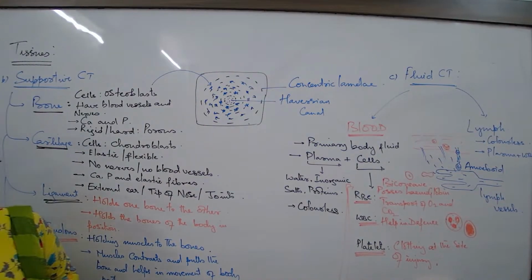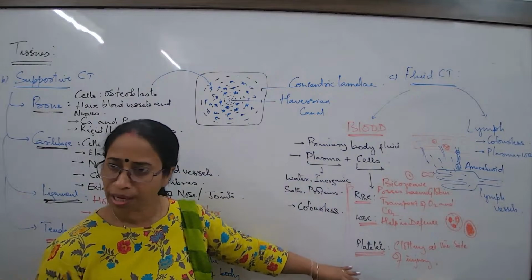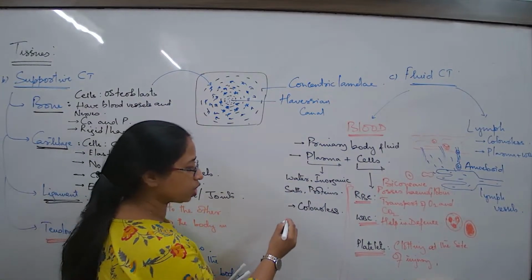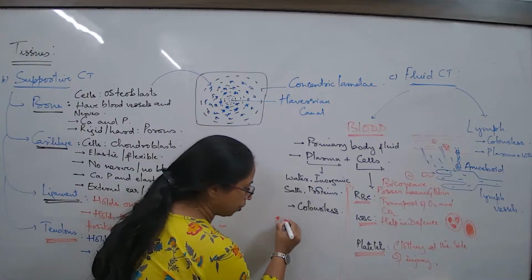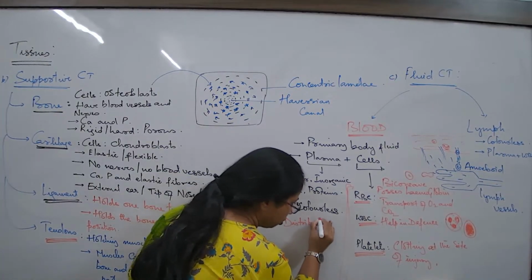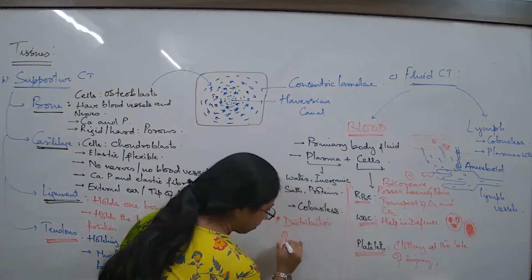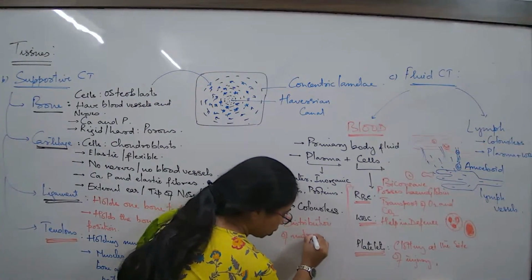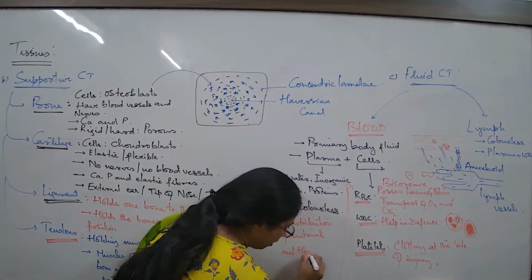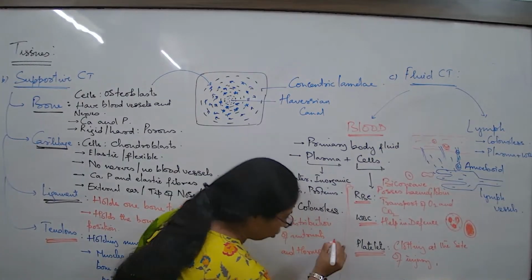What is their function? Function for the blood, already you have come across some. Apart from that, what are the other functions of the blood? General functions of blood I would write: distribution of nutrients by the process of nutrition, etc. You will understand in one chapter you are going to study that. Distribution of nutrients and hormones.